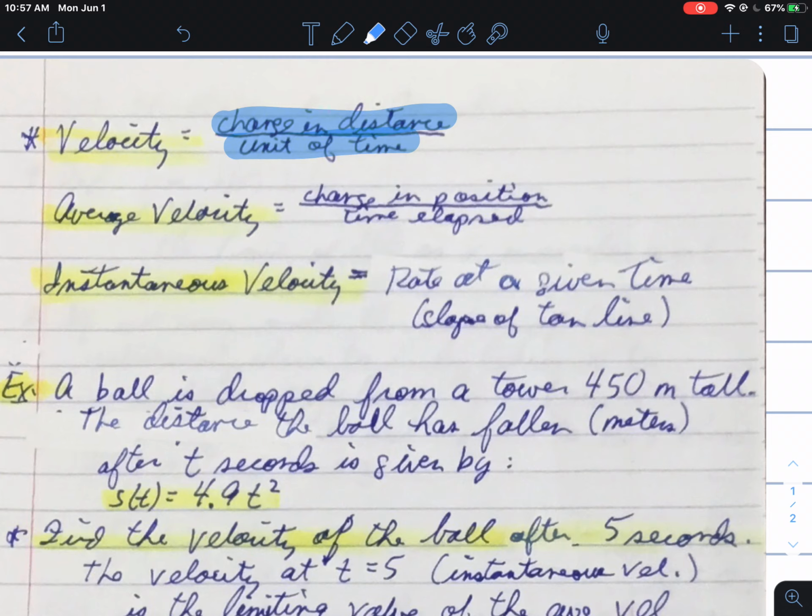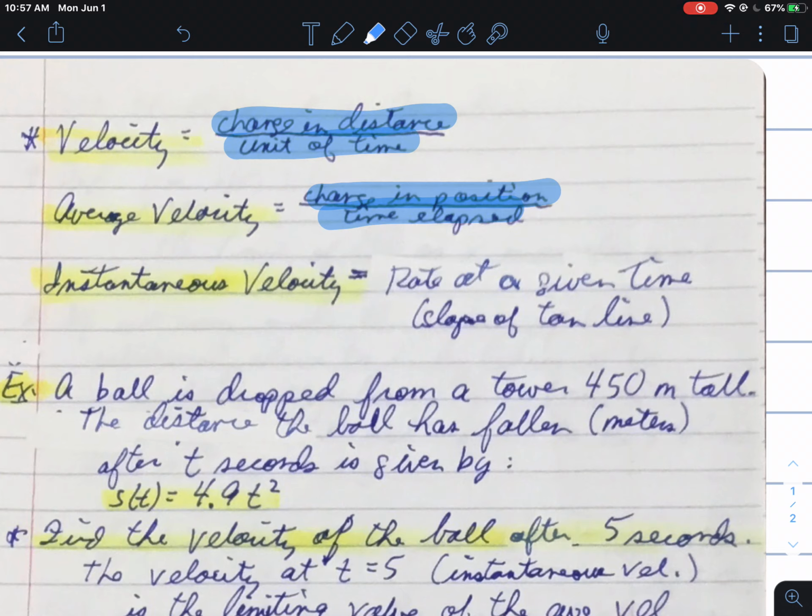That could be describing an average velocity, which would be our change in position over some elapsed time. So let's say, for example, you travel 300 miles in 5 hours. Well, 300 miles divided by 5 hours gives me 60 miles per hour. But that would be your average velocity over that trip, over that time span.